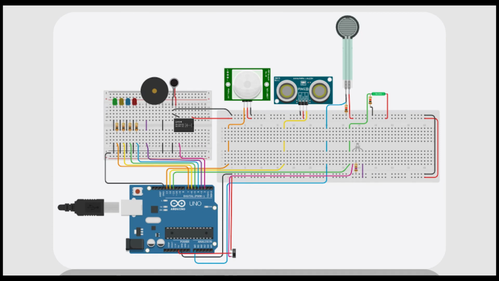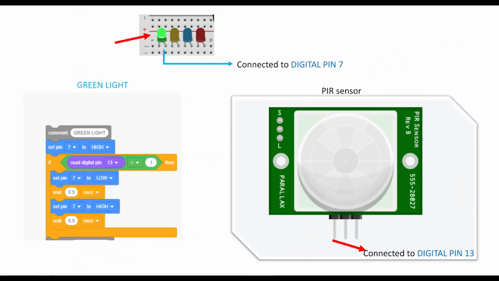And now I'll try to explain the logics and expressions I have used in framing the block code of my project one by one. And here's the block code for the green light. The green light is connected to the digital pin 7, and the PIR sensor corresponding to it is connected to the digital pin 13. So whenever the PIR sensor detects motion in front of it, it sends a digital signal 1, and the green light, which was initially lit because pin 7 was set to high, will now start blinking by these set of logics. It will start blinking at a refresh rate of 0.5 seconds.